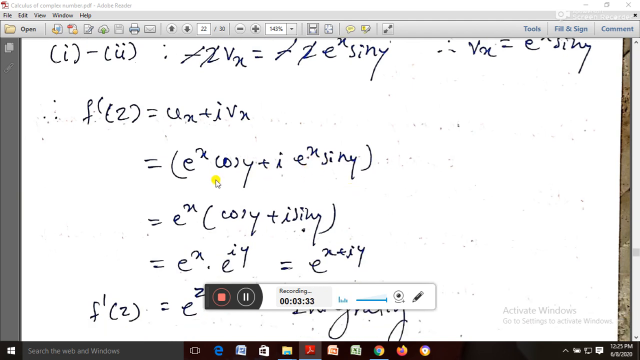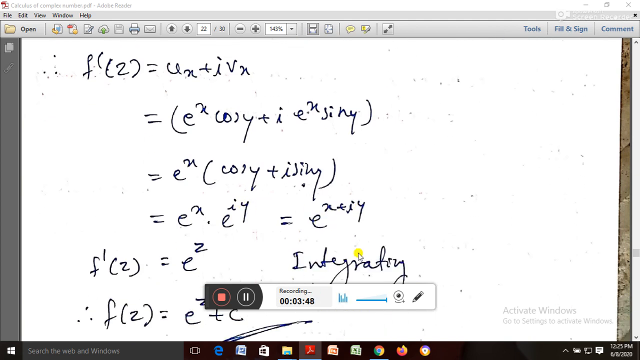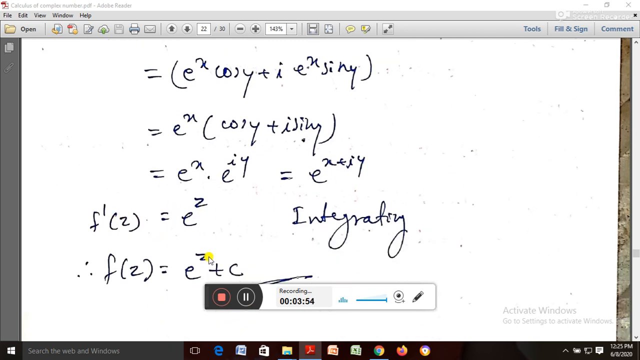Both terms have e raised to x common, so take e raised to x common, cos y plus i sin y, and cos y plus i sin y can be written as e raised to iy. So in the form of a raised to m, a raised to n, we get e raised to x plus iy, which is e raised to z. F dash of z equals e raised to z.